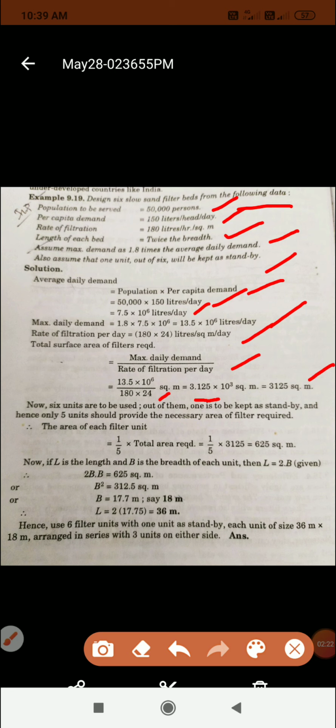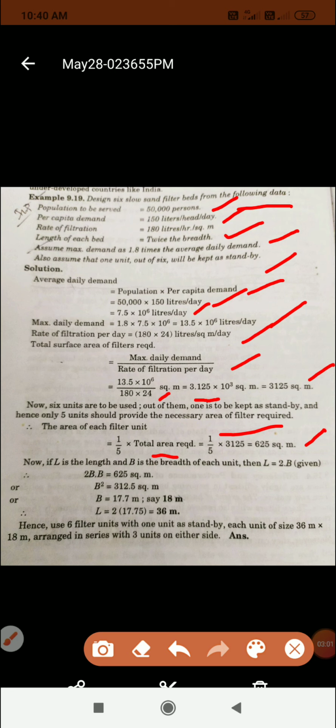Now 6 units are to be used. Out of them, 1 is to be kept as standby, and hence only 5 units provide the necessary filter area required. Therefore, the area of each filter unit is 1 divided by 5. So 5 is the number of units we have to design, into total area required already calculated in the previous step, which is 1/5 into 3125 is equal to 625 square meter. So 625 is the area of each filter.